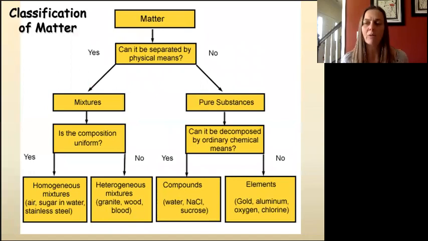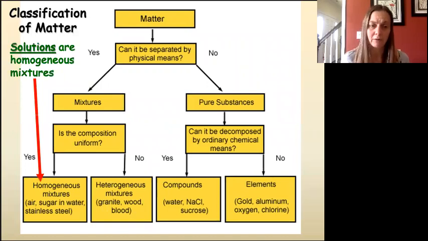So just a quick reminder of our classification of matter. We started on this all the way back in Unit 1, and we remember that matter can be divided into things that can be separated physically versus things that can't be separated physically. If it can be separated physically, we call it a mixture. If it can't, we call it a pure substance. So continuing down under mixtures, if we have a uniform composition, meaning it is evenly distributed throughout, we call that a homogeneous mixture. If it's not, then we call that a heterogeneous mixture. So solutions are a particular type of a homogeneous mixture. So this is where our solutions belong in our classification of matter. They are a homogeneous mixture.